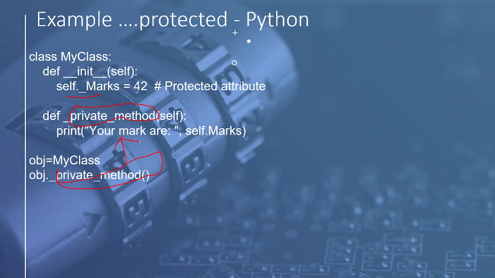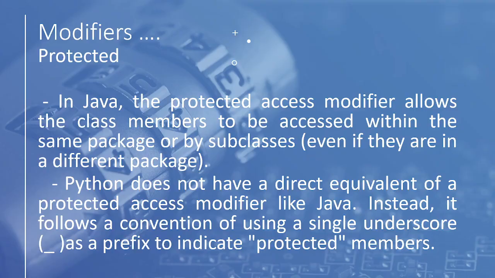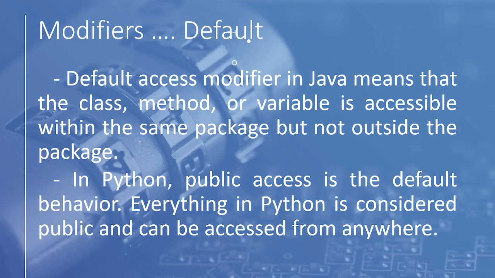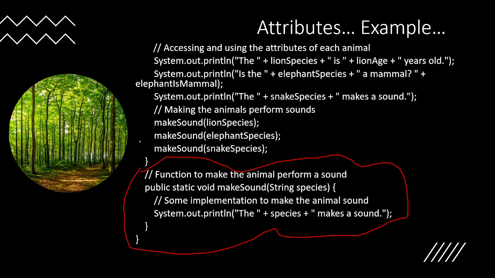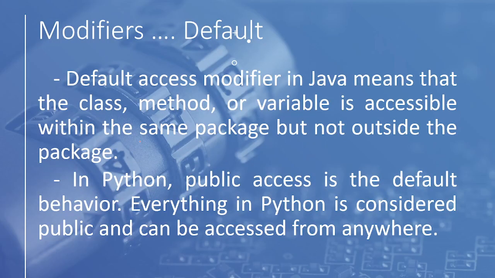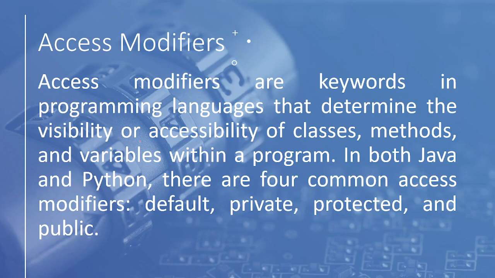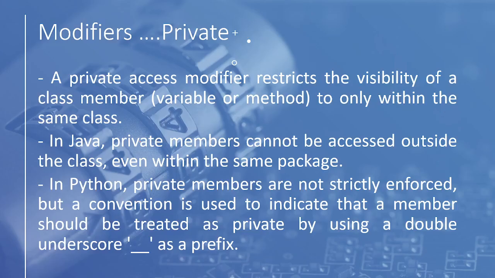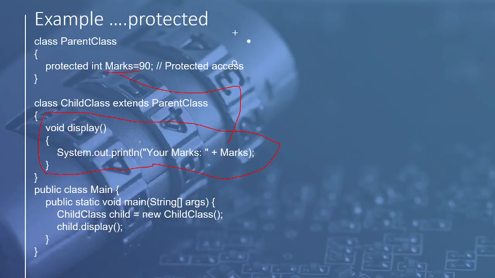Okay, so you can have four access modifiers. We have public, private, default, and protected. And you can see, I'll just go back and show you, that we have the default in Java but not in Python. Then we have protected, private, and public. Okay, so this is what we have here.